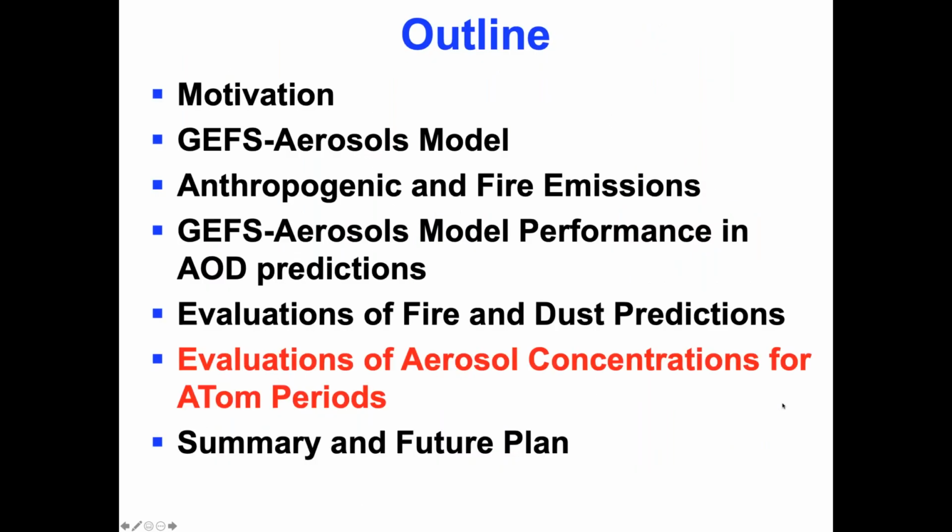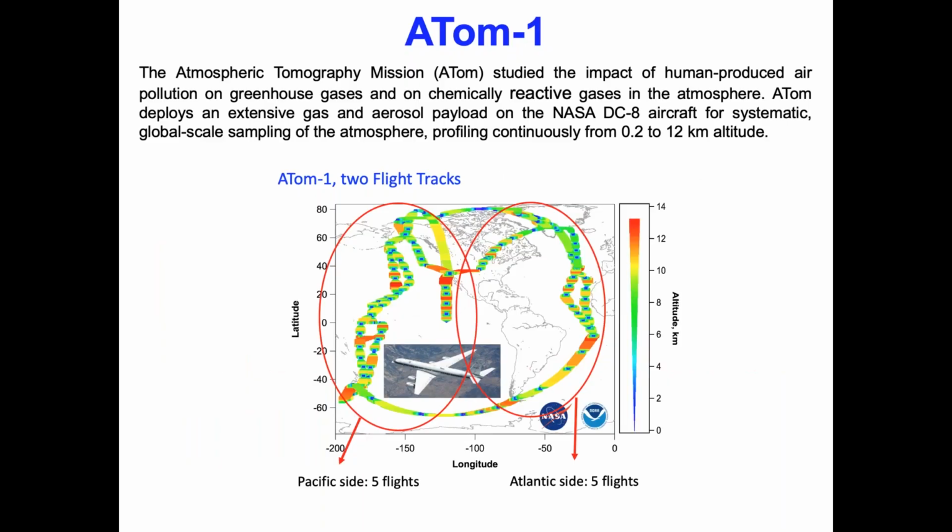The previous evaluation was mainly based on the AOD. As I introduced before, the AOD currently uses a lookup table calculated offline in the UPP, the post part, so there may be some uncertainties we don't know about, because the lookup table is based on a NASA model. Another more straightforward evaluation is the aerosol concentration. So here I would also like to show some evaluation based on the ATom observations for the aerosol concentrations.